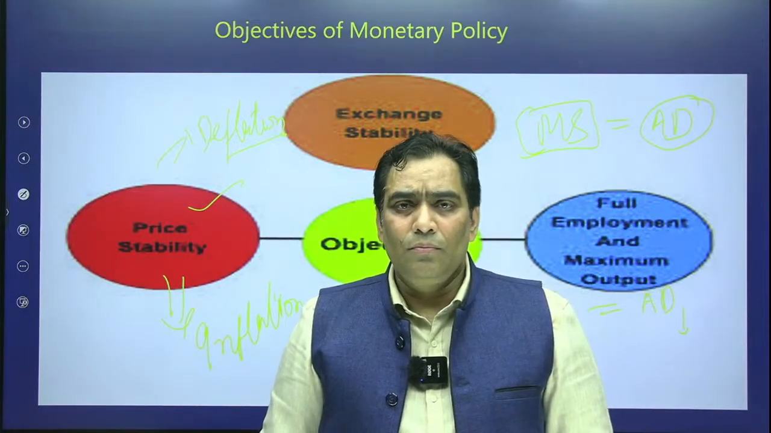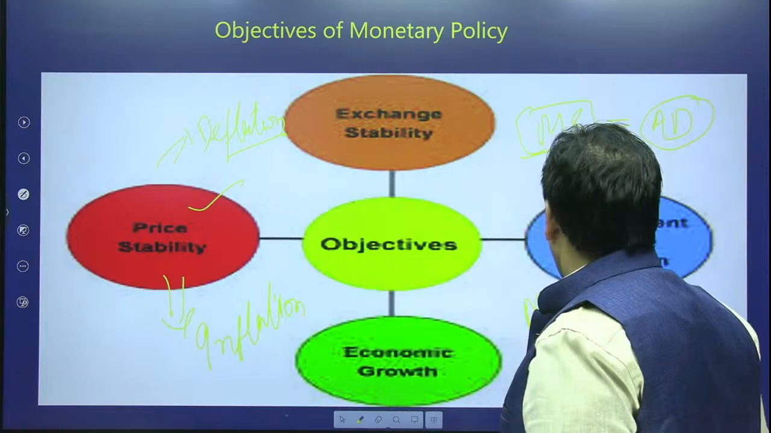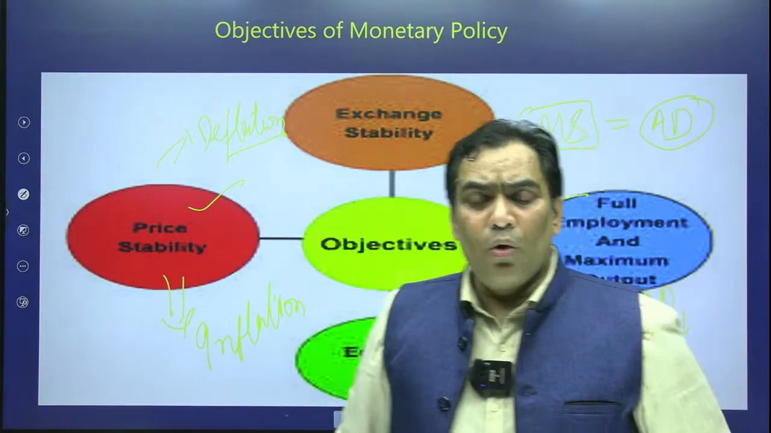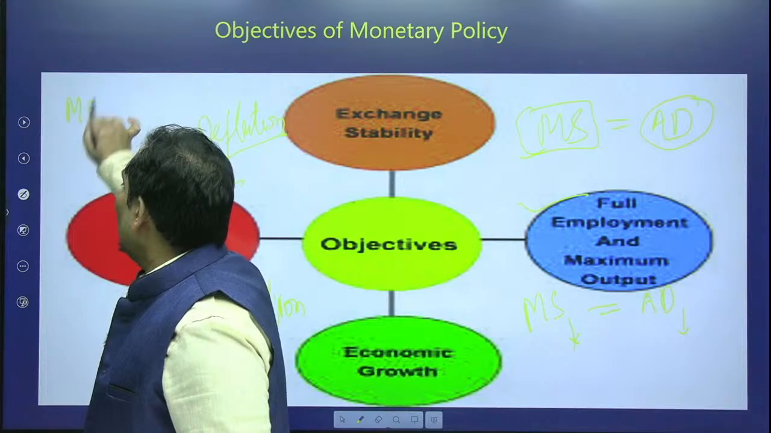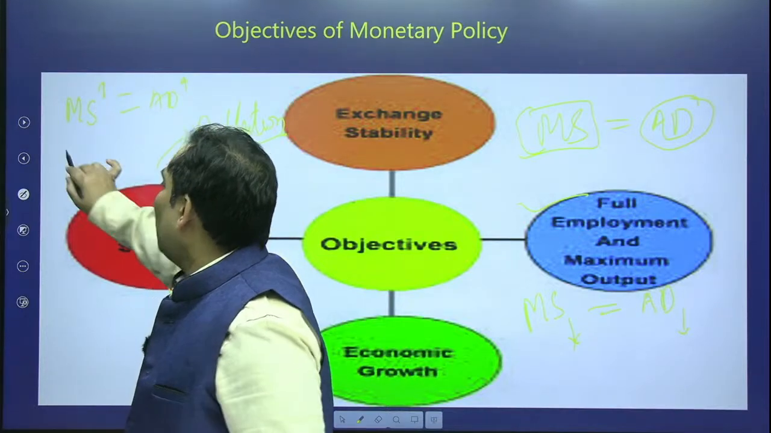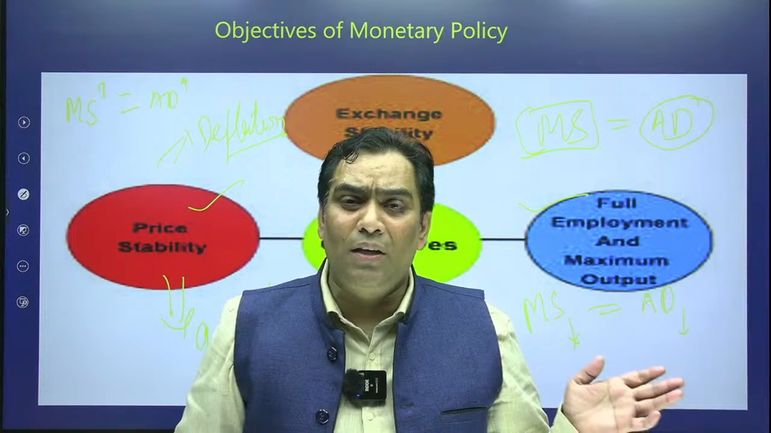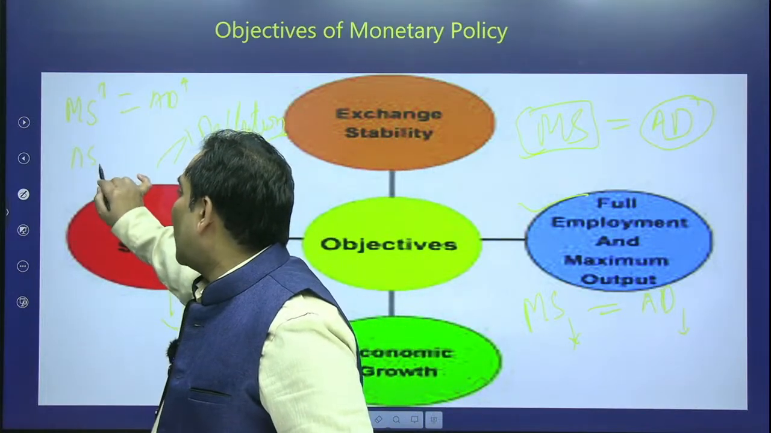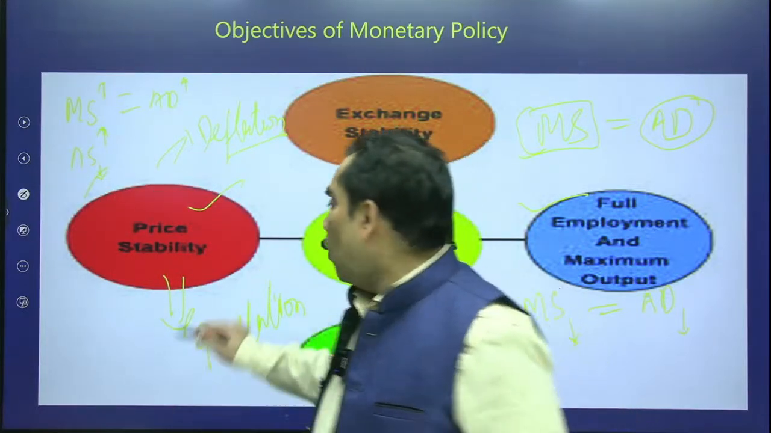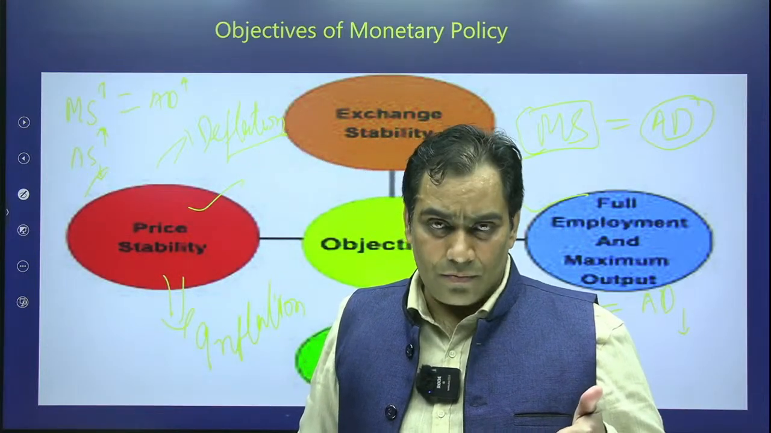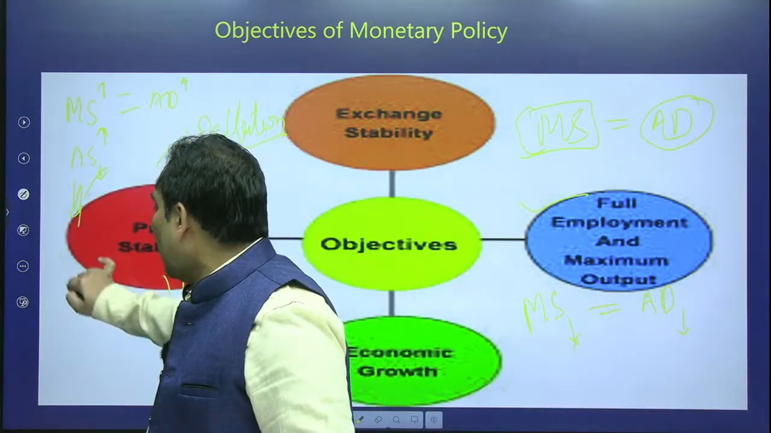Another objective of RBI is to ensure full employment and maximum output, that means to have economic growth. As I said, money supply is instrumental for aggregate demand. As the money supply is increasing, the aggregate demand in the economy is increasing, and the producer is going to increase the aggregate supply in the economy. The producer has the confidence that there is no scarcity of demand in the economy, so the producer is going to increase the production.